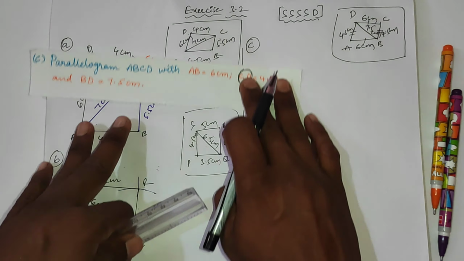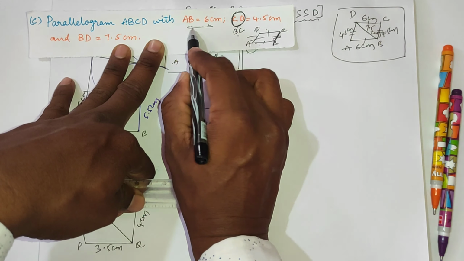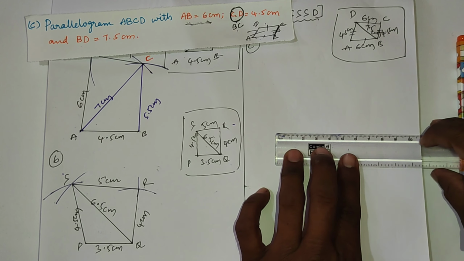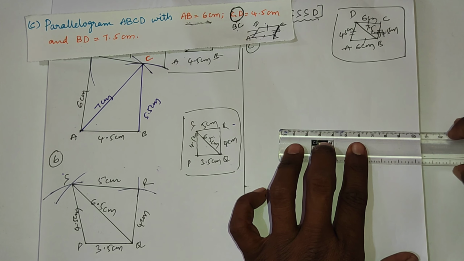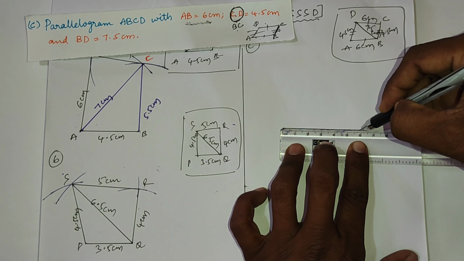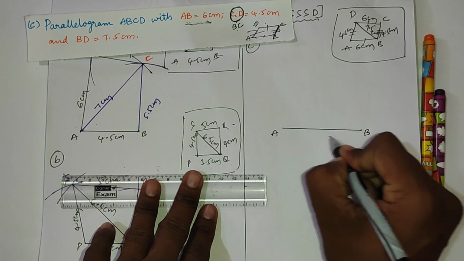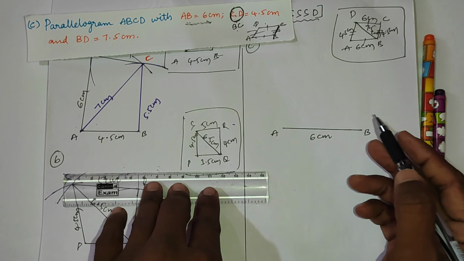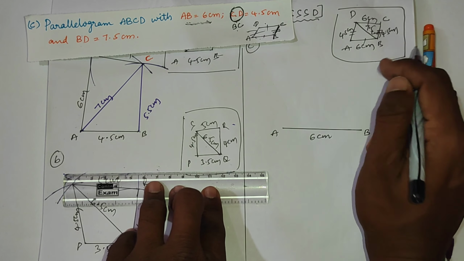Okay, first, what is the first step? Take the base AB. What is the length given? 6 centimeters. So first I am drawing a line segment of 6 centimeters. So this is AB, 6 centimeters. Okay, then after AB, I am now considering C and D.